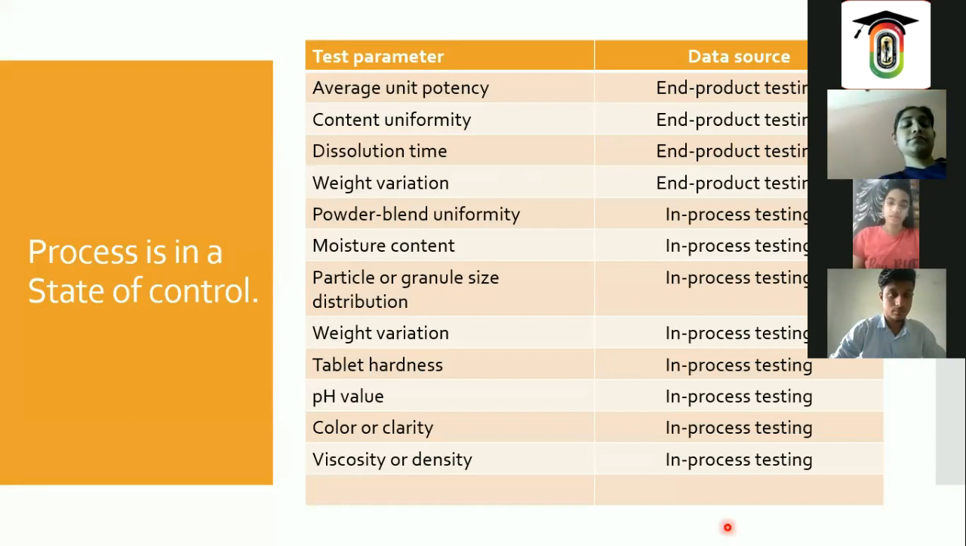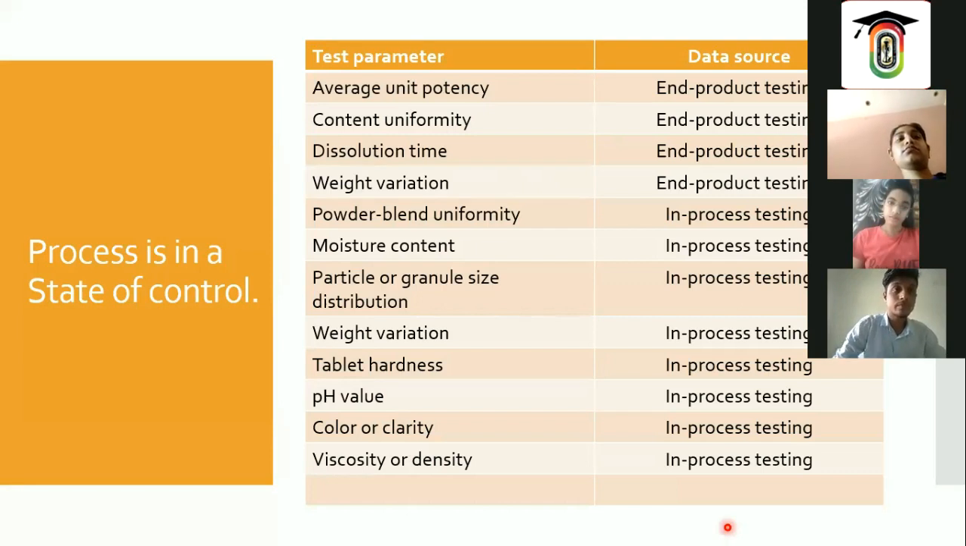Particle or granule size distribution, in-process testing. Weight variation is also in-process, during the batch is going on. Then the tablet hardness, that you have to check simultaneously, right? Then the color and clarity.